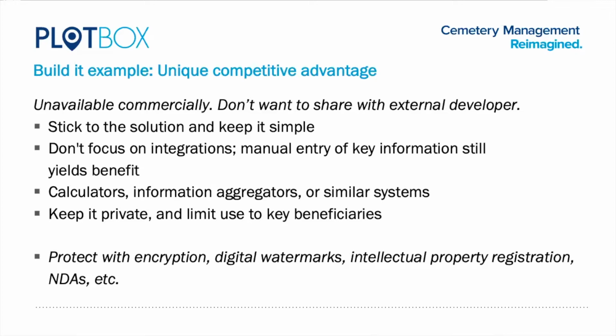So things like calculators, like the finance calculator that I mentioned, things that aggregate and collect information and use it in a unique way, or similar systems like that, are the kind of things that can give you a unique competitive advantage that you don't want to share with people. They're trade secrets, and by putting a system together, you can gain, enhance, or maintain that competitive advantage that you have. But if you're going to do things like that, protect it with encryption, digital watermarks, intellectual property registration where applicable, although trade secrets you have to manage in different ways, and things like non-disclosure agreements among the people who are actually going to use that within your organization, so that you can maintain that competitive advantage.